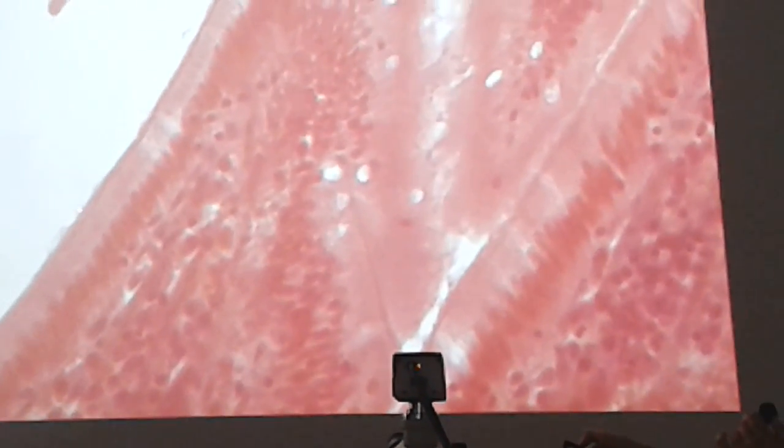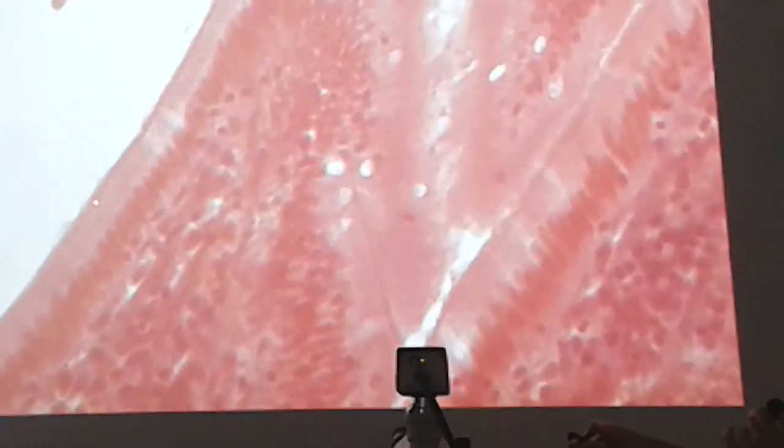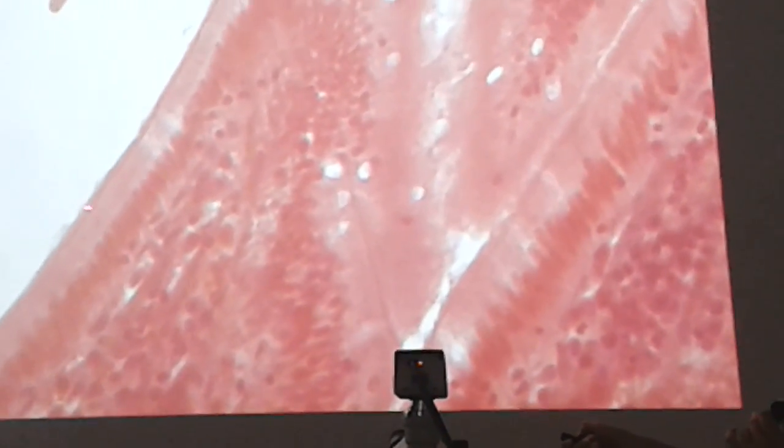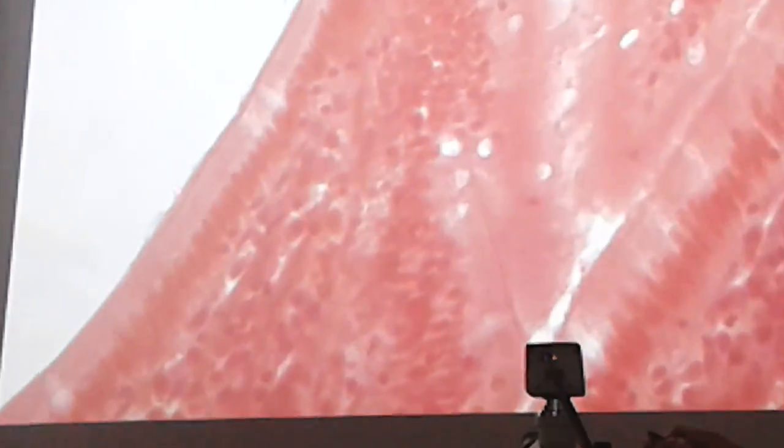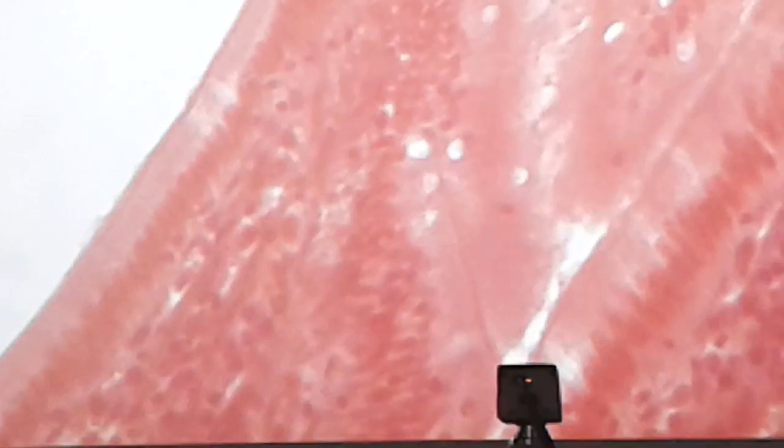And as you can see here, there is this brush border or striated border. In your lectures, you have learned that these brush borders consist of microvilli. Okay, and the microvilli function to enlarge the surface for absorption. So please examine this brush border or striated border in your slides as well.